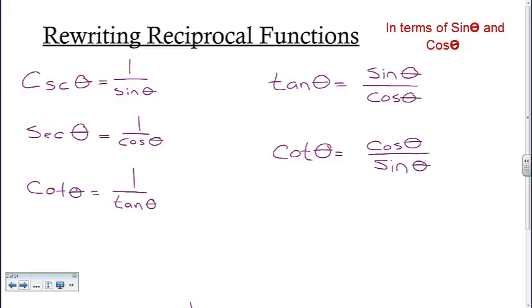The next section proves that tangent of theta is equal to sine theta over cosine theta. Skip this section to see the examples.